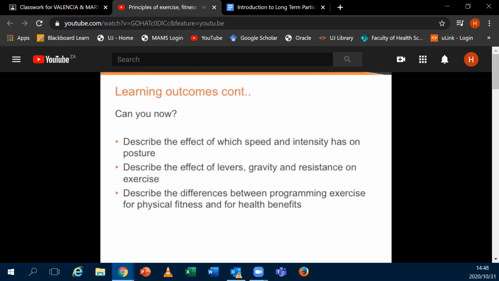Describe the effect which speed and intensity have on posture. Describe the effect of levers, gravity, and resistance on exercise. And describe the differences between programming exercise for physical fitness and health benefits.